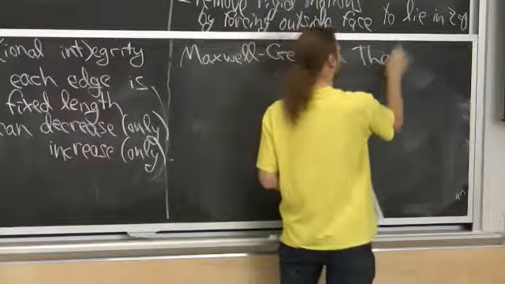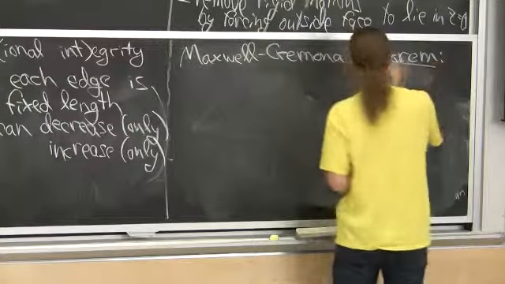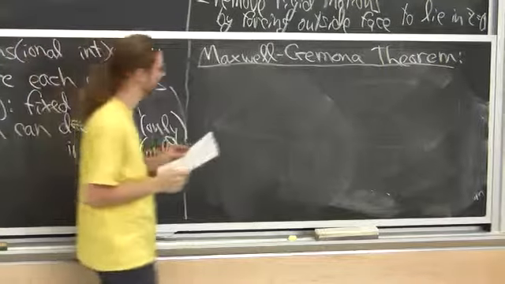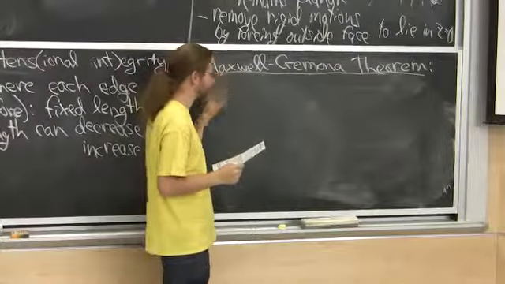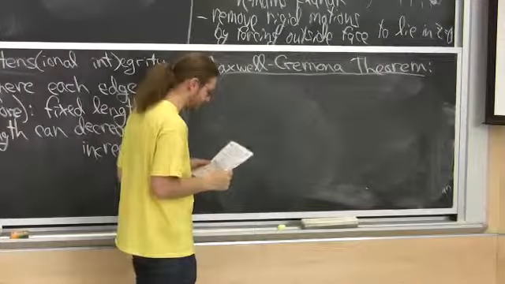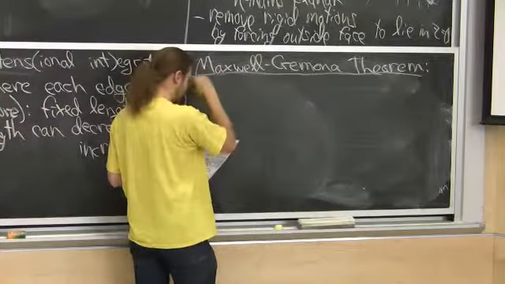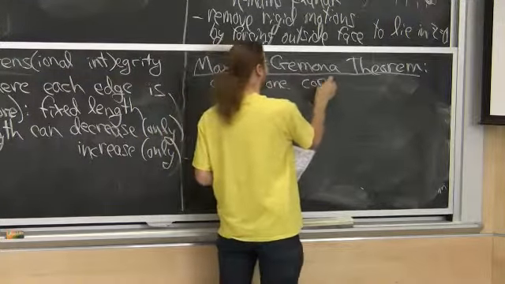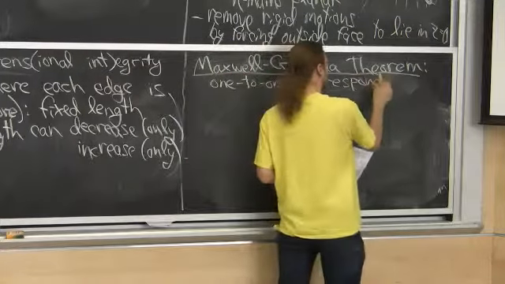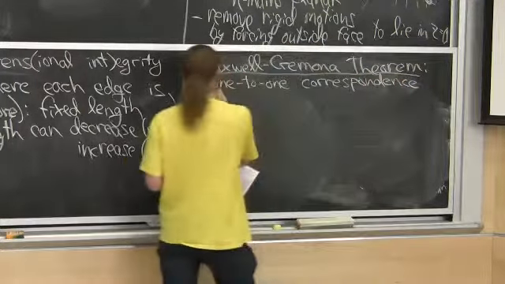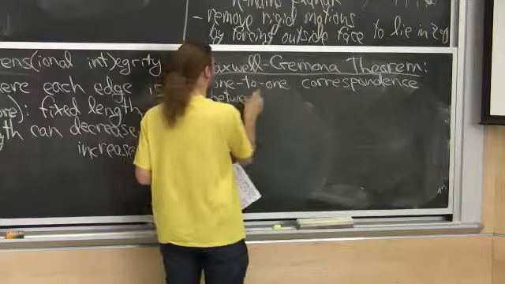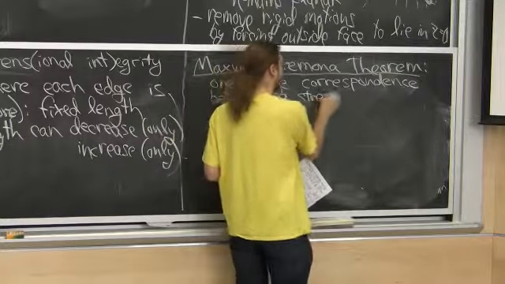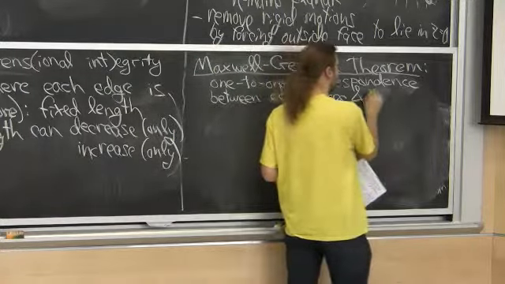This is probably one of the oldest theorems we will cover here. I guess anywhere. Well, it's not that old. 1864. That might be the oldest. Maxwell proved this, or claimed it in 1864. The theorem is there's a 1-to-1 correspondence between equilibrium stresses and polyhedral liftings.